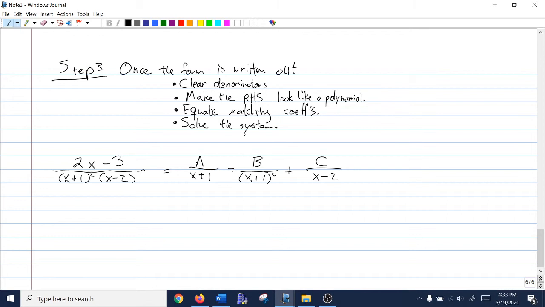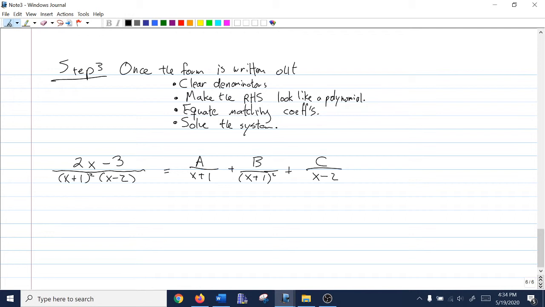I guess step 0 was, is the top smaller than the bottom? The top is linear, the bottom, when I FOIL it out, will have an x cubed. The top is smaller than the bottom. Check. I need to double check that this thing is factored all the way. This is broken into linear factors, this is as factored as anything's gonna get. It's factored all the way, and I grouped my like factors together. Check. Now I've written the form, and it's time to actually find the coefficients.